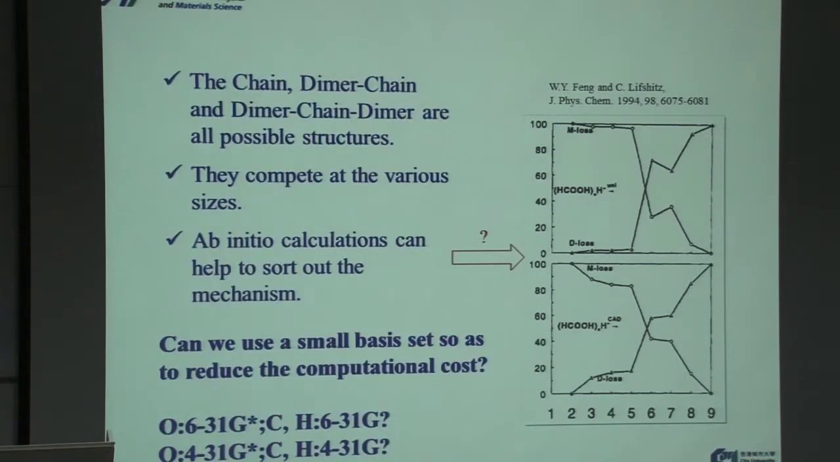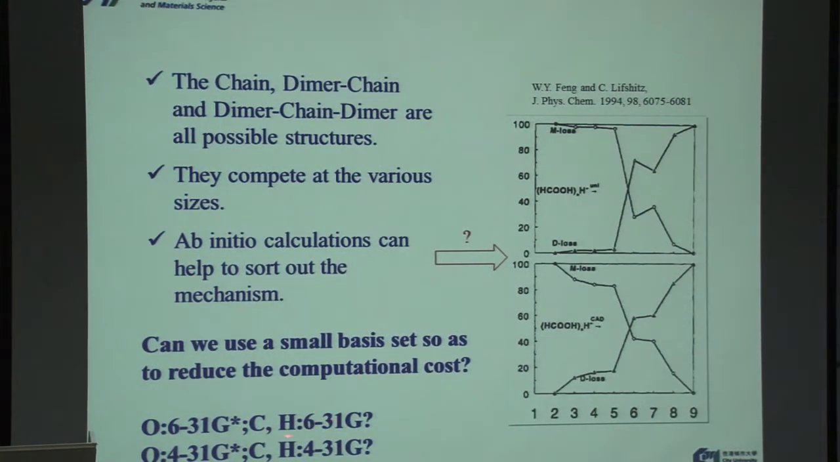I found it very difficult to solve the problem because I needed to calculate all these sides. I understood that all three kinds of structures are competing in the gas phase. I used ab initio calculation because there is a hydrogen bond involved. So I asked myself, can we use a small basis set so that I can reduce the computational cost? I proposed to use this basis set. I applied the 6-31G* on the oxygen atoms, and for the others, I used the basis function without polarization. I can even use a smaller one.